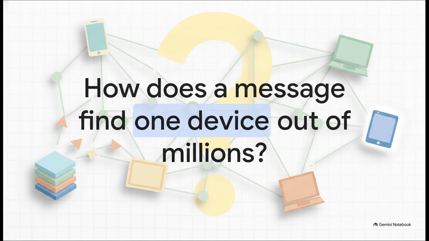So, right off the bat, how does a message find one single device out of millions? When you send data across the internet, you aren't just chucking it out into the void, right? You're targeting a very specific piece of hardware located somewhere on this planet. To understand how that data actually reaches its destination without getting hopelessly lost in a sea of technology, we've got to understand the fundamental rules of network design.